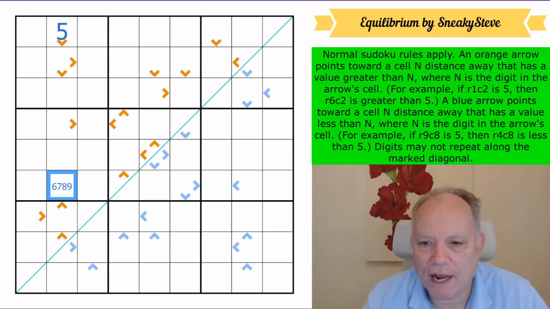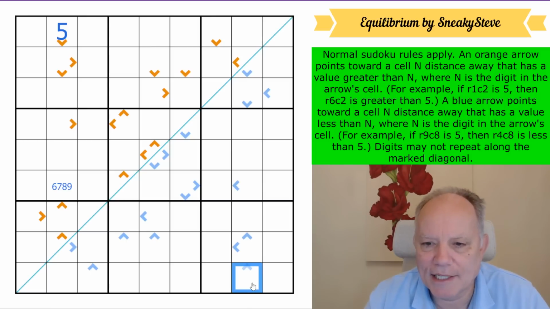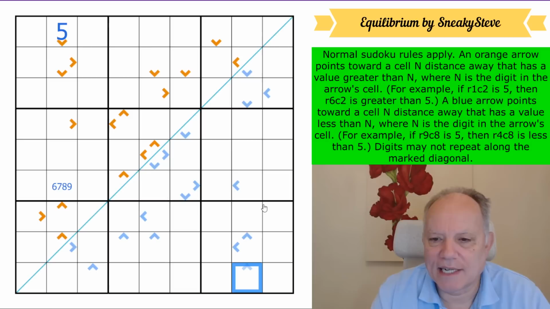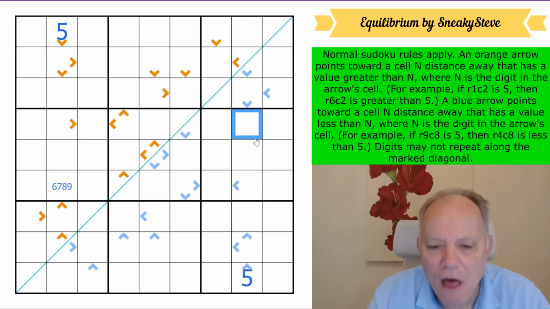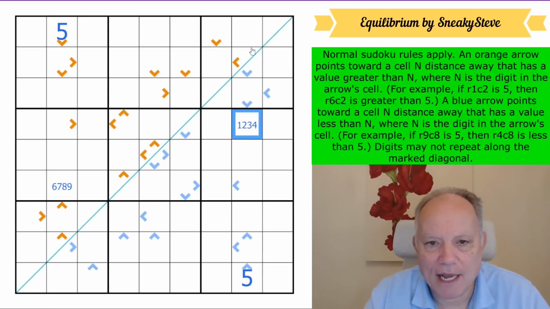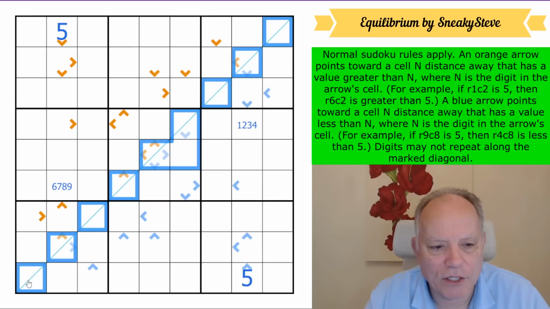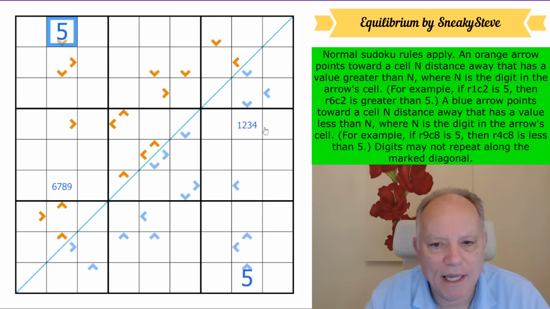And in the cold arrows, the blue ones, a blue arrow points towards a cell, it's the corollary basically. A blue arrow points towards a cell n distance away that has a value less than n, where n is the digit in the arrow's cell. So if that was a 5, we're looking 5 cells away at a digit lower than 5. So that's what the arrows mean. Now we've also got one diagonal along which digits cannot repeat, and that is the puzzle.